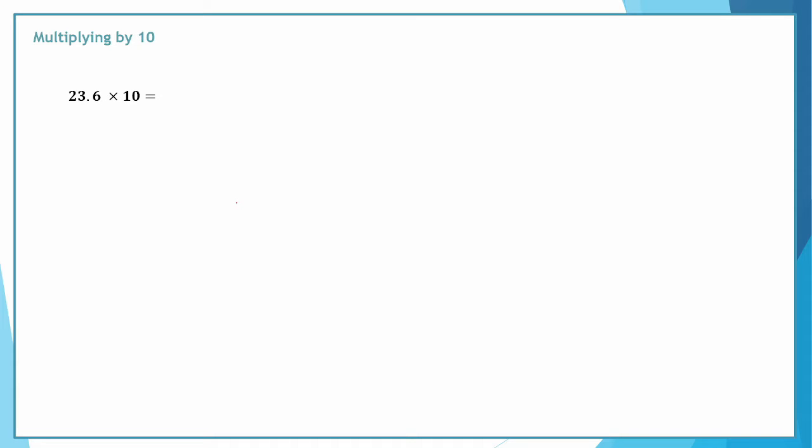So we're going to start with example 1. So we've got 23.6 times 10. So these are fairly simple to work out. So if we write out the sum, 23.6 times 10, we're going to pay attention to two things.